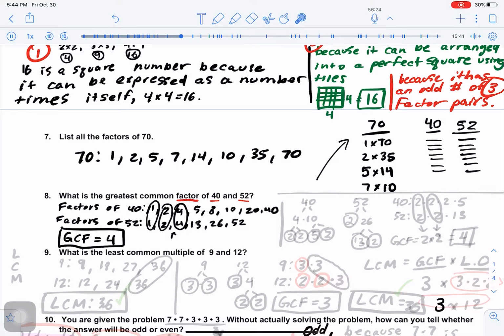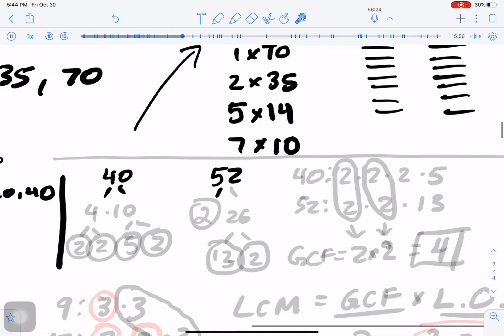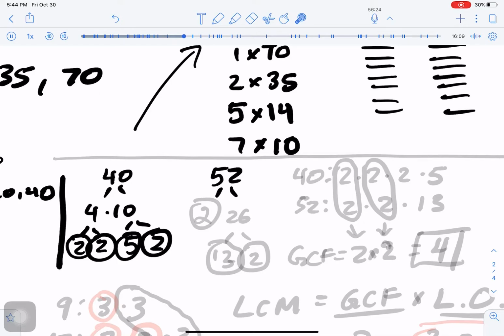The other method we can use is the more recent one from Investigation 2, which is using the prime factorization to find GCF. Using prime factorization, I'm going to make a factor tree for each number. I'm going to break 40 apart into 4 times 10. I'll break 4 apart into 2 times 2. I know that both of these are prime, and I'll split 10 apart into 5 and 2.